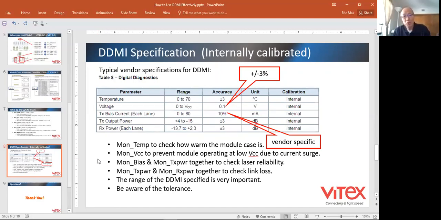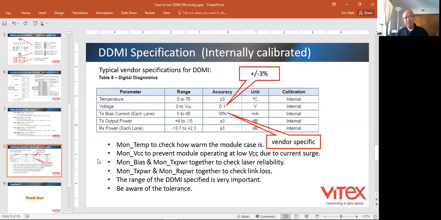Now for the temperature, you can look at the DDMI to tell how warm your module case temperature is, right? Basically, with and without fan, you can see the difference. You can see change, right? So that's one. The VCC, I want to emphasize on VCC because nowadays there are lots of switches.